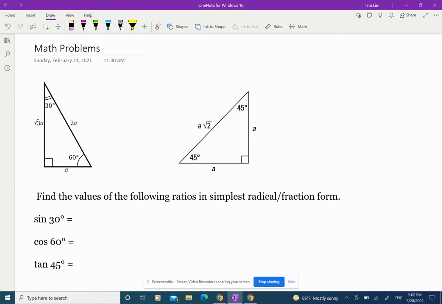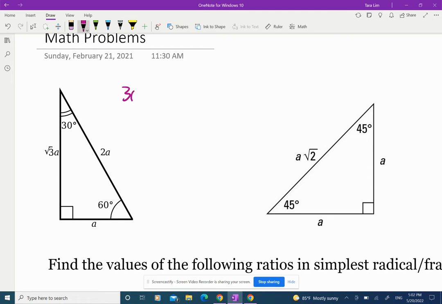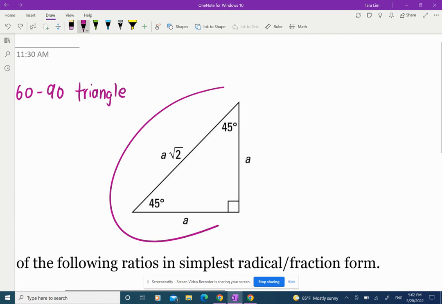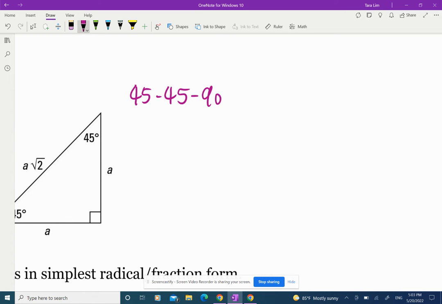These two are right angle triangles and they have specific angles that make the ratio of their sizes significant. This triangle is called a 30, 60, 90 triangle. That means 30 is this degree over here, 60 is this degree over here, and obviously 90 is over here. And this one is called a 45, 45, 90 triangle.